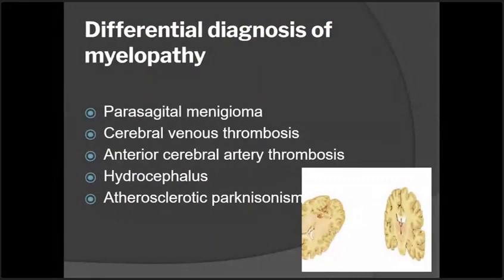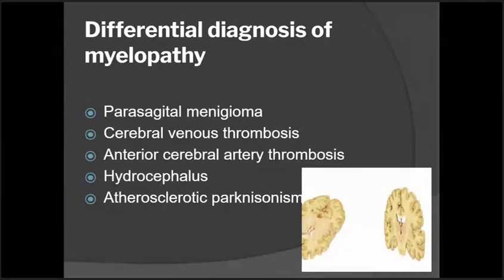After that, what is the differential diagnosis of myelopathy? For the first four, look at this photo. This area, the parasagittal area, corresponds to the area of the lower limb. The medial part of the frontal lobe innervates the lower limb, and the lateral part is responsible for the upper limb. So any lesion restricted to the medial part, this parasagittal area, gives motor manifestation of the lower limb with sparing or relative sparing of the upper limb.